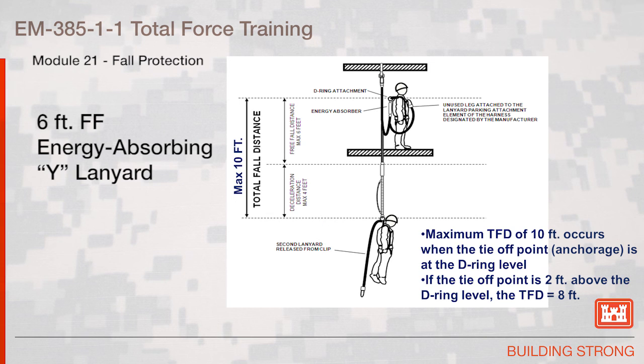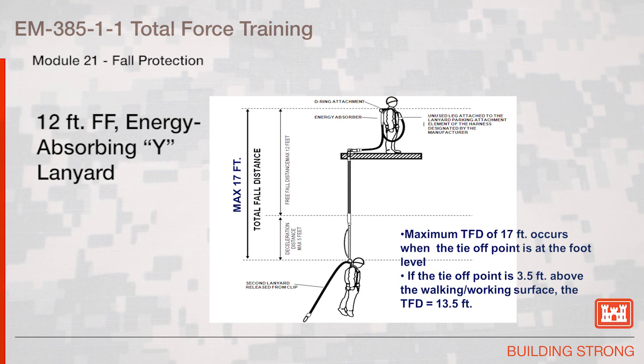Using a 6-foot free fall energy absorbing Y lanyard, the maximum total fall distance of 10 feet occurs when the tie-off point or anchorage is at the D-ring level. If the tie-off point is 2 feet above the D-ring level, the total fall distance is 8 feet.